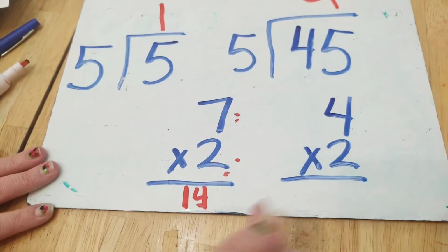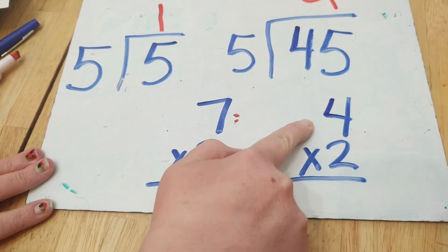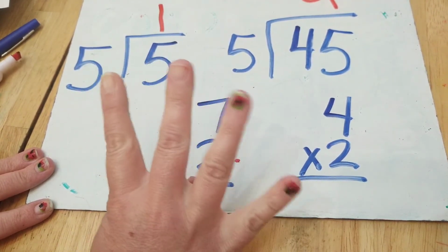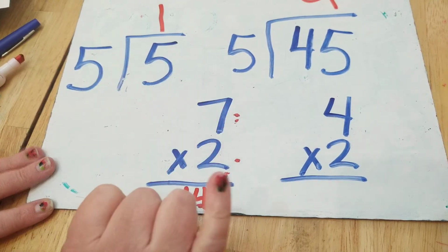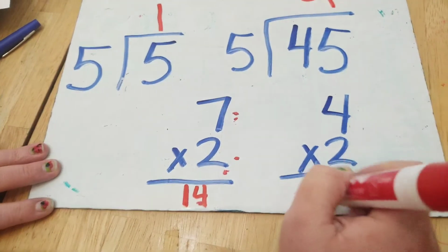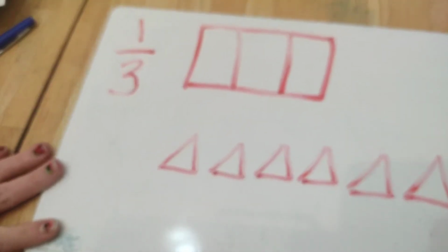Now 4 times 2, again, I'm going to count by 2s 4 times. So I'm going to hold 4 fingers and count by 2s. 2, 4, 6, 8. So 4 times 2 is 8. All right, the last set of review that we're going to do, we're going to be talking about 1/3.